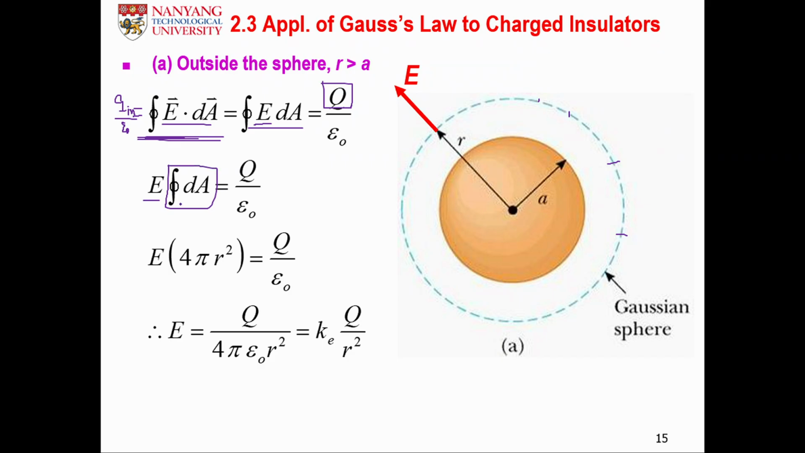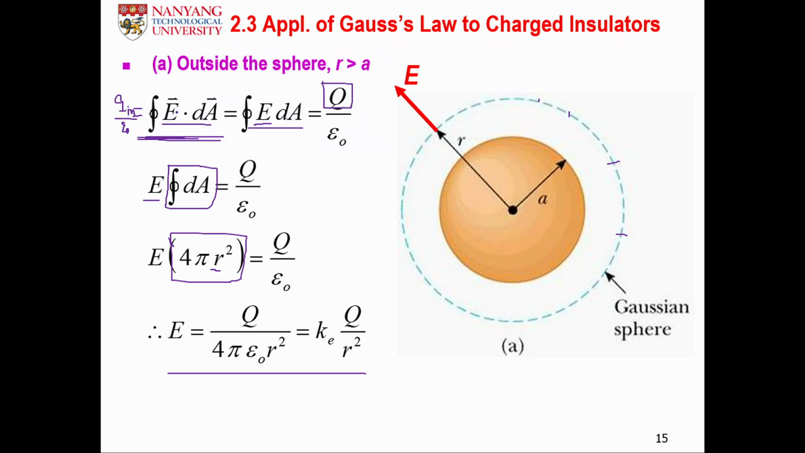And the integration of dA is just the surface area of this Gaussian sphere. The Gaussian sphere's radius is r, so it's 4 pi r squared. And you can find out this electrical field E by using Gauss's law. So you can see the general approach, the general way to apply Gauss's law to determine E.